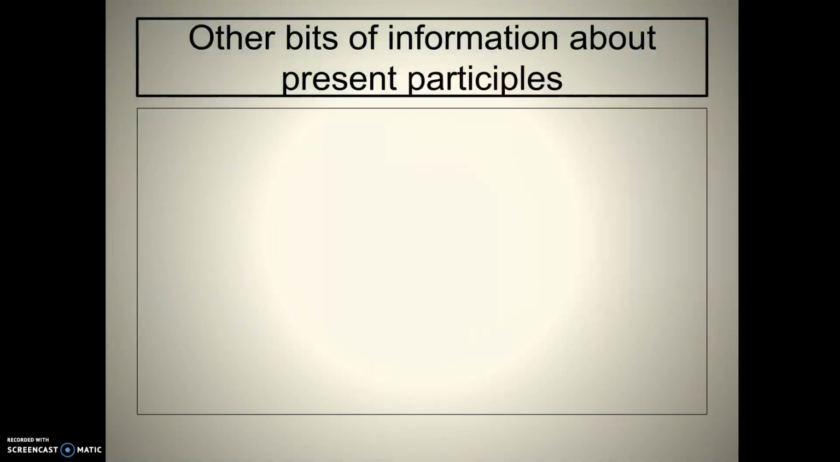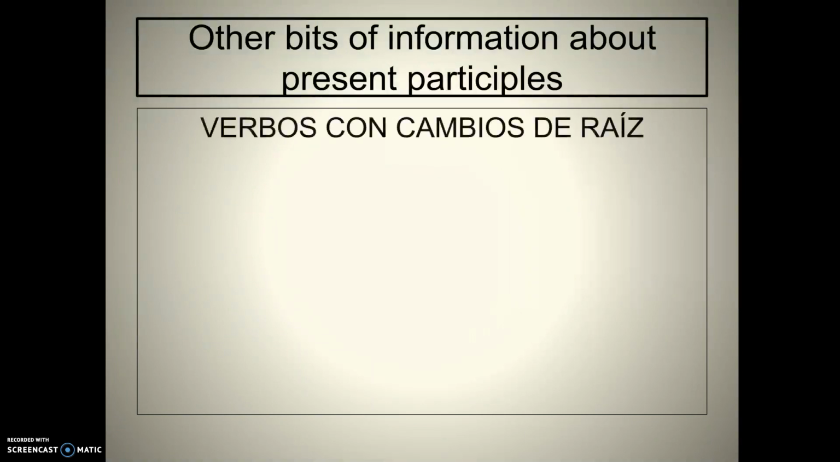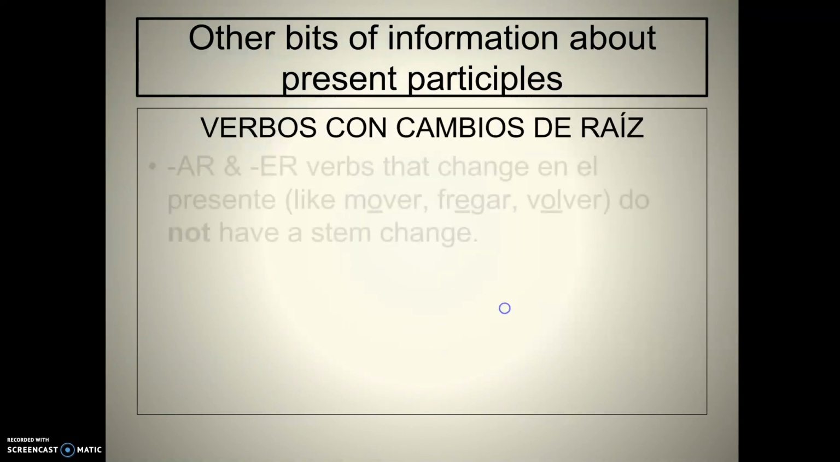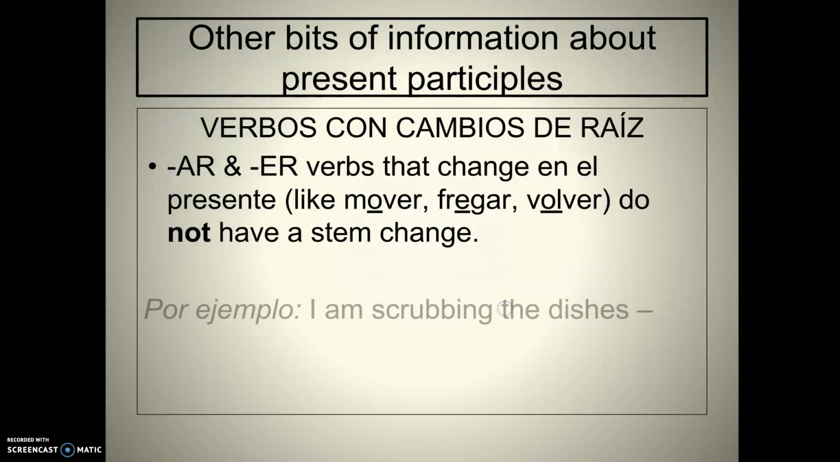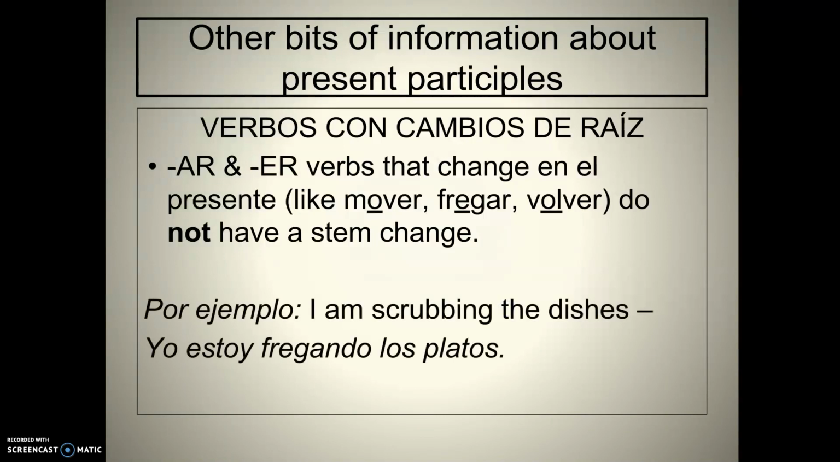There are a few other things here that you need to know. The first piece of information has to do with los verbos con cambio de raíz, or stem changers. AR and ER verbs that change en el presente, like mover, UE, to move, fregar, IE, to scrub, and volver, UE, to return, don't have a stem change at all. They stay completely, totally, and utterly normal and boring in the present participle. So, for example, we'd say, I'm scrubbing the dishes. Yo estoy fregando los platos.